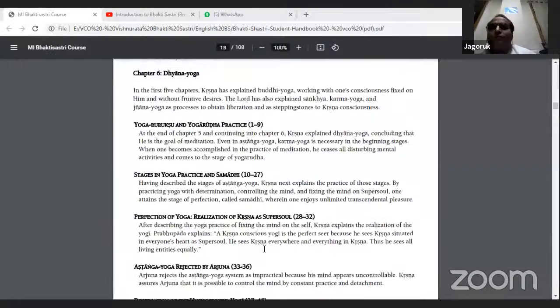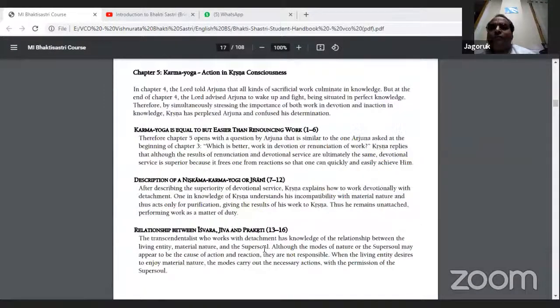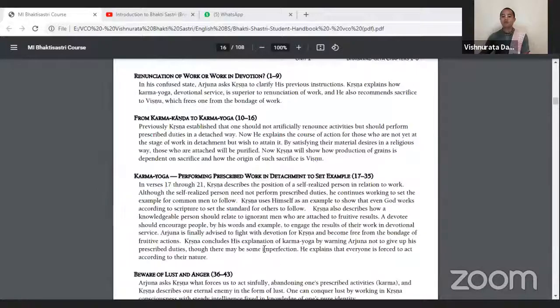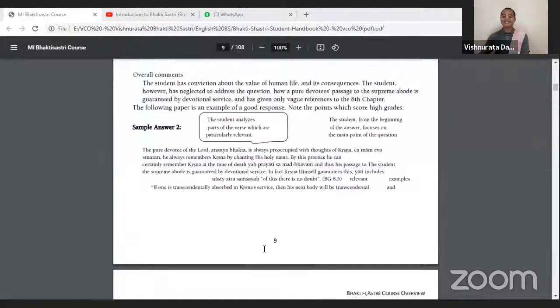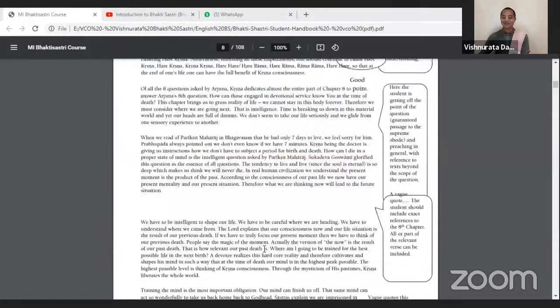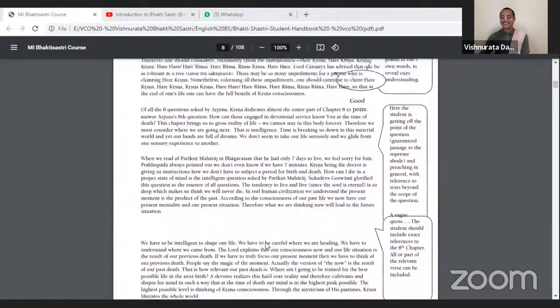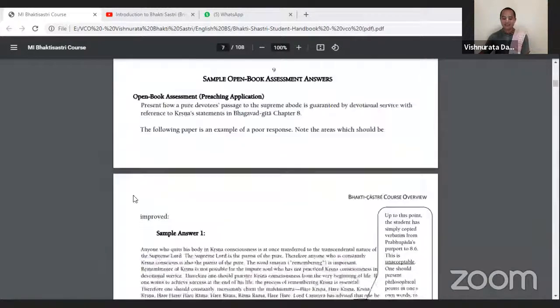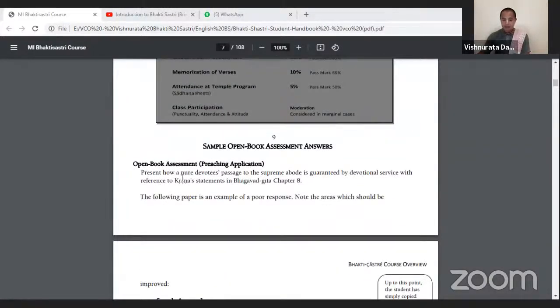Open book assessment means you have to write essays. Yeah. So here, in your student handbook, there are some examples of good essays and bad essays. The first one is the bad essay. Okay, the question is like this. This is the question: present how a pure devotee's passage to the supreme abode is guaranteed by devotional service, with reference to Krishna's statement in Bhagavad Gita chapter 8.